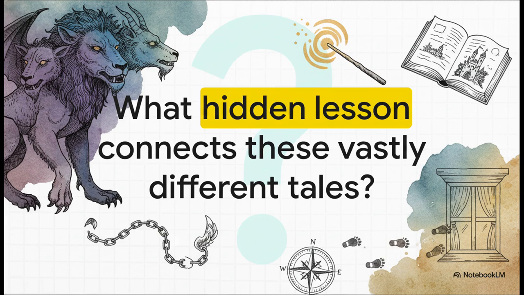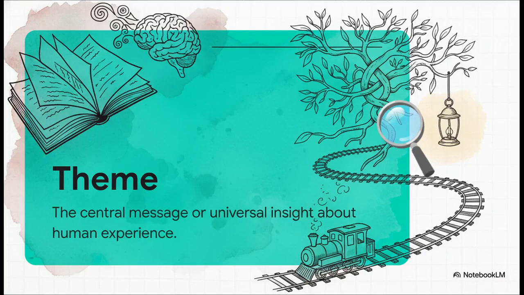The chimera wants you to look way beyond this surface plot. What's the hidden, deeper element connecting these totally different tales? If you said theme, you get to keep your hit points. See, a theme is never just a single simple word like friendship or bravery. It has to be a complete statement, a universal truth about the human experience that the author wants to share with the world. Great readers don't just follow the action on the surface.